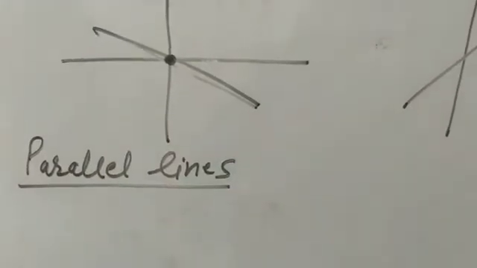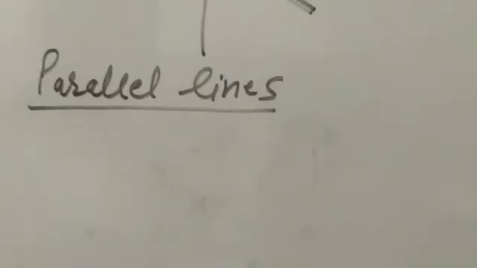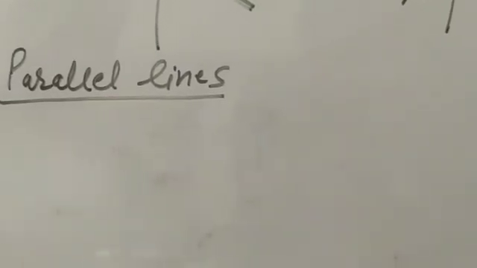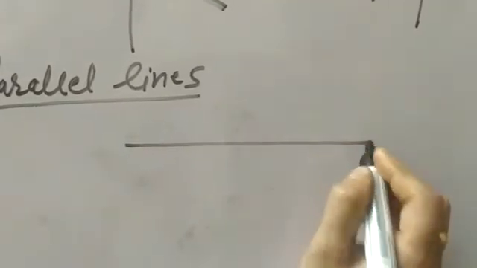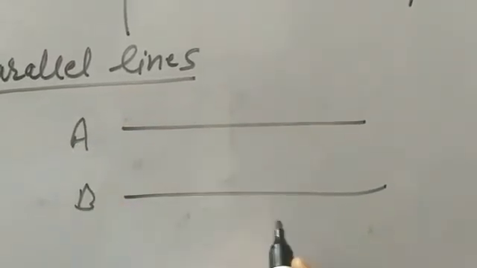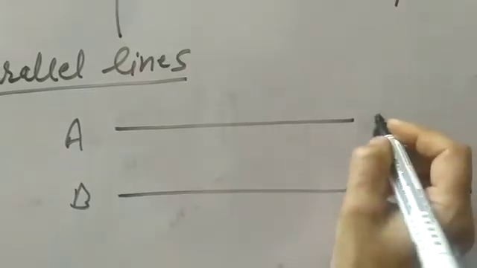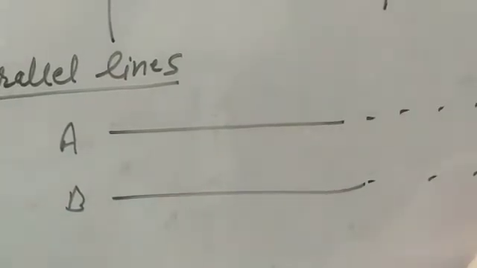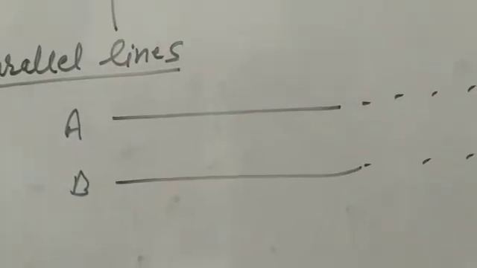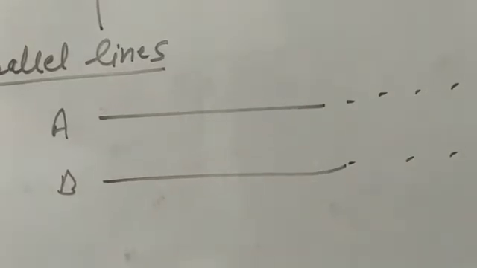Parallel lines. Two lines are said to be parallel when they do not meet anywhere. Suppose one line is this, second line is this. So A is parallel to B. तो ये कहीं पर भी किसी भी पॉइंट पर नहीं मिलते, पैरेलल चलते रहते हैं. So these are said to be your parallel lines.